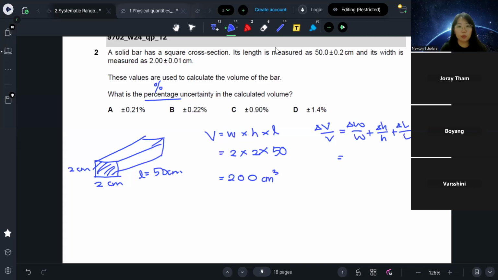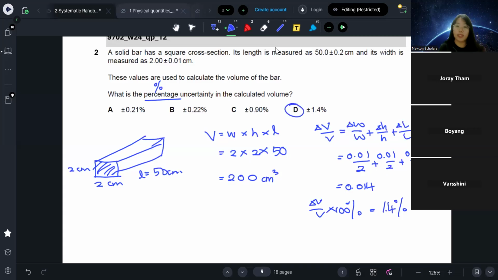Okay, here the width: 0.01 divided by 2 plus 0.01 divided by 2 plus this one is 0.2 divided by 50. So here I get 0.014. This is a fraction. They want a percentage. So this fraction, we times 100%. So we should get 1.4%. So the answer will be D.